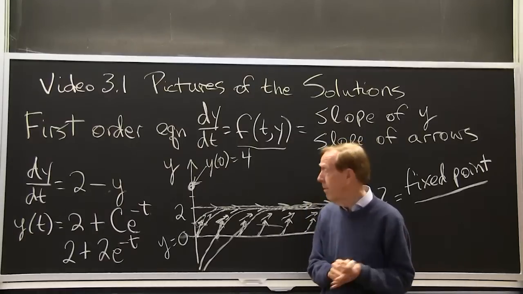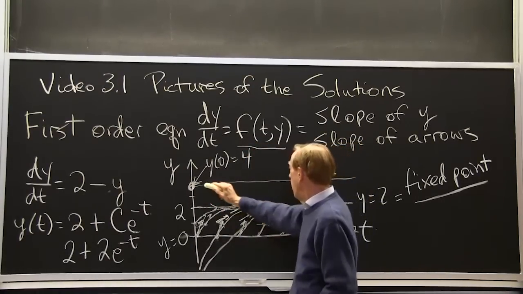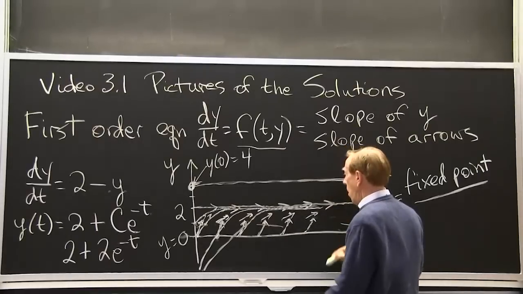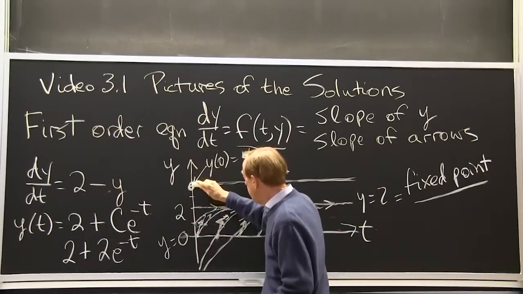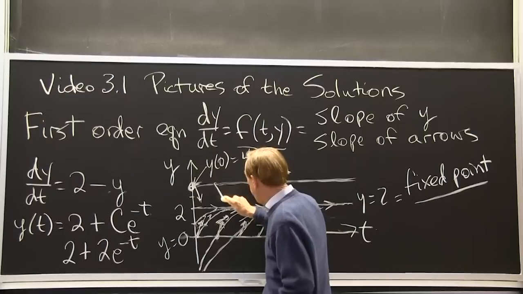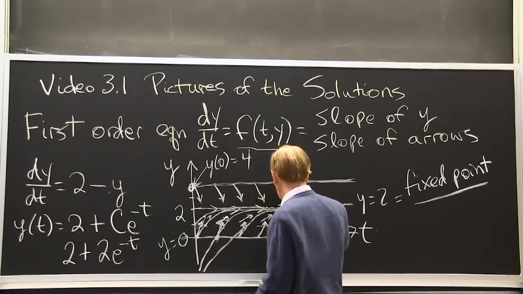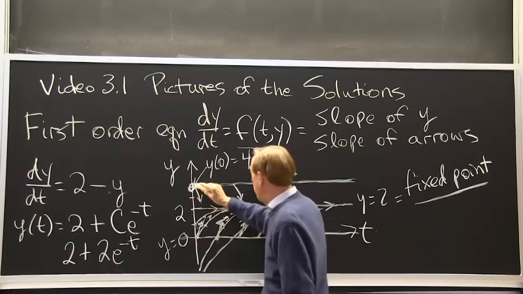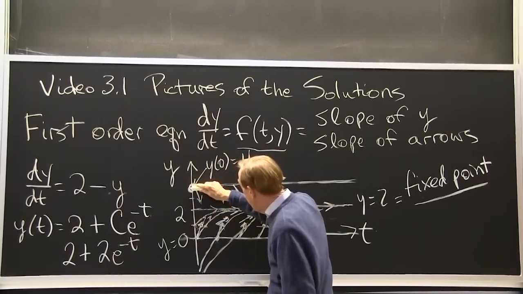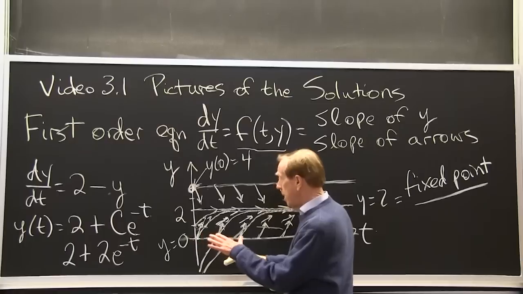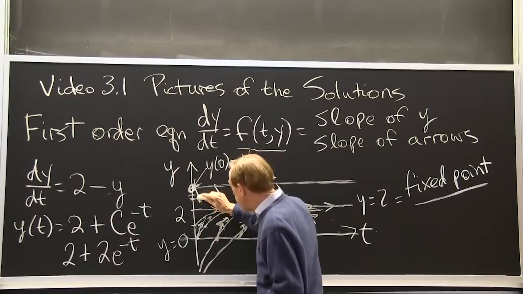I should be able to learn that from the arrows. So along this line of y equals 4, all the arrows, when y is 4, the slope is minus 2. So these arrows from these points go down with slope minus 2. And then the solution starts down, so it starts like that, but then it has to follow the new arrows. And the new arrows are not so steep.